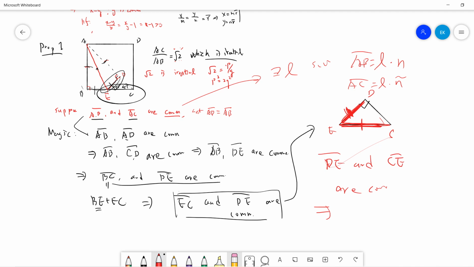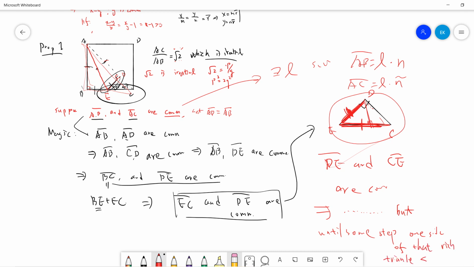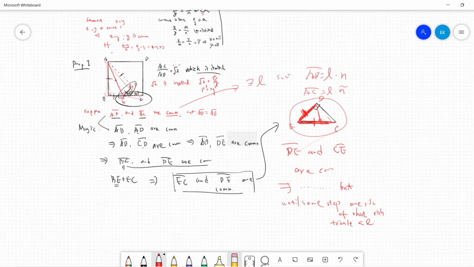That means we can do the same thing. We can think of this small right triangle as the same as the large right triangle here, so we can do the same technique and create a smaller one. We can keep doing this, but the right triangle can be arbitrarily small. So until some step, one side of that right triangle will be less than L. Its length will be less than L.